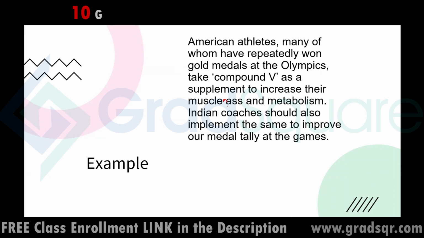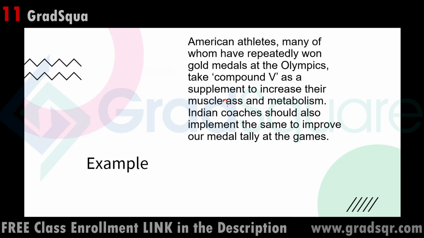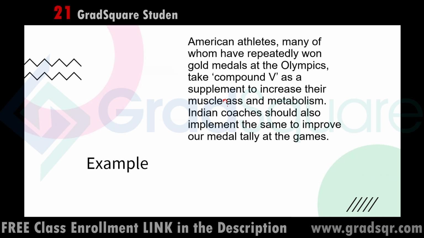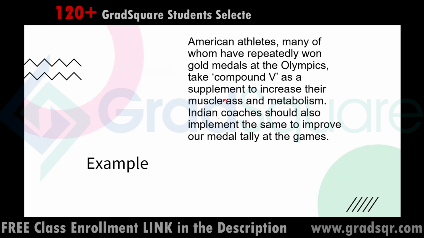Okay. So again, they're comparing two different situations, the American athletes and the Indian athletes. And of course, the comparison is made on the set of assumptions that everything else that Indian athletes do and American athletes do is the same, apart from the fact that compound V was being taken by American athletes and compound V was not being taken by the Indian athletes. Okay. So this is a typical example of a comparison type of argument.